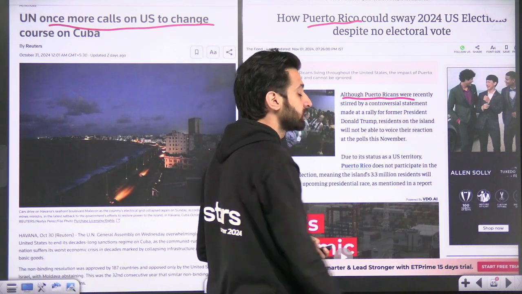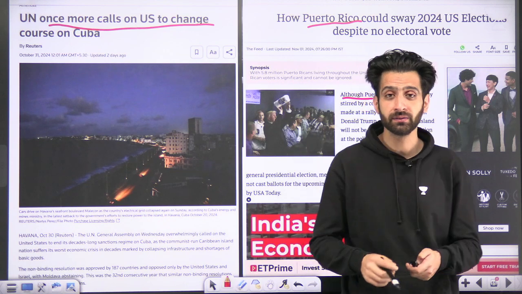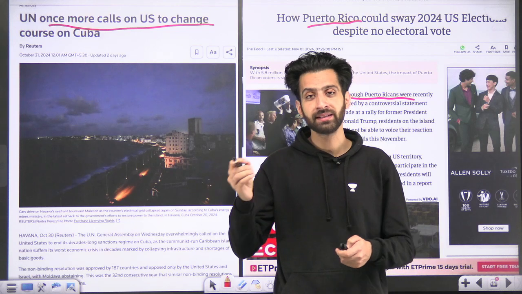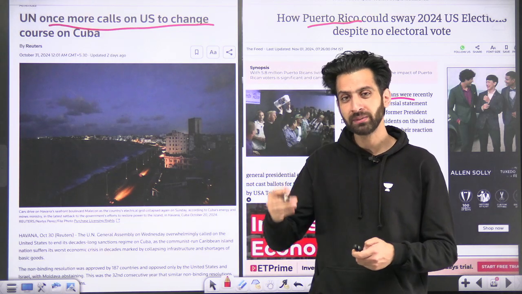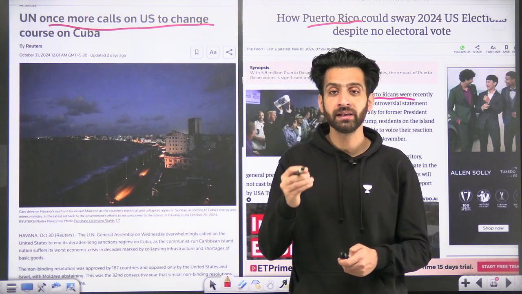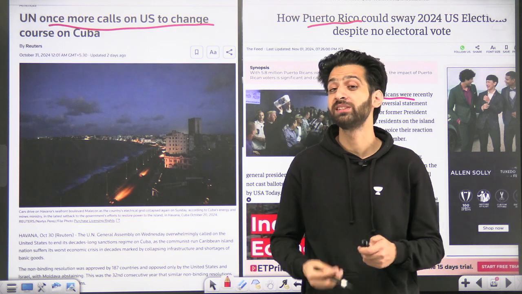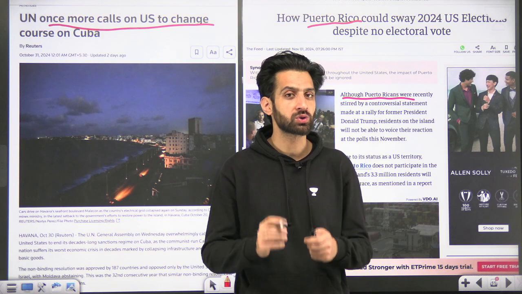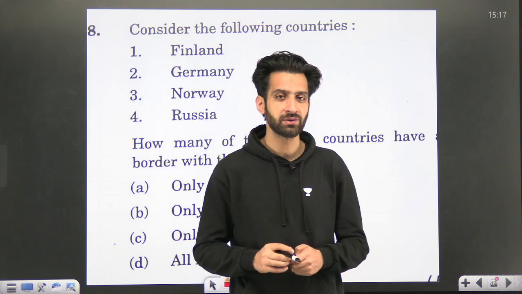So Puerto Ricans, but let me tell you something, by the way, Puerto Rico has no right to vote. They don't vote in them because that is a territory of United States. But because of the diaspora located in United States, they might play a very important role in deciding who will be the next president of United States of America. That is why Puerto Rico was also in news. That's why I mentioned that as well.